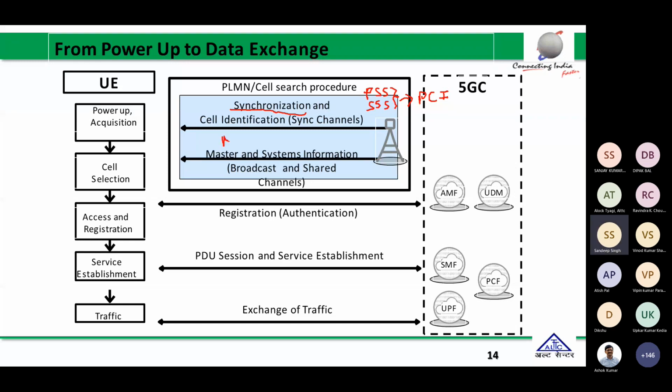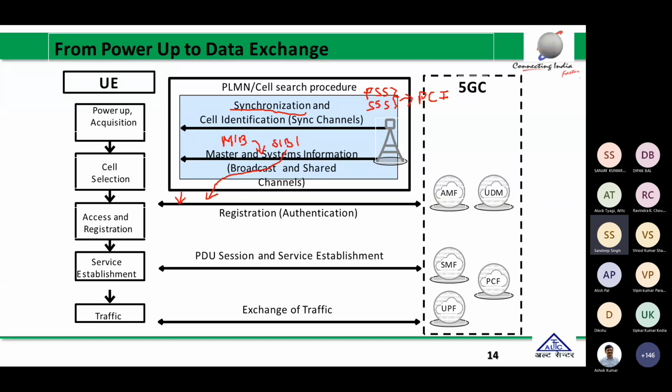MIB is there in the broadcast channel. It is transmitted towards the UE. And after reading the MIB message, the UE knows the address of system information block 1, where all the RACH parameters and cell selection parameters are. After reading the cell selection parameters, the UE selects the cell, and using the RACH parameters, the procedure for uplink synchronization happens at this stage.